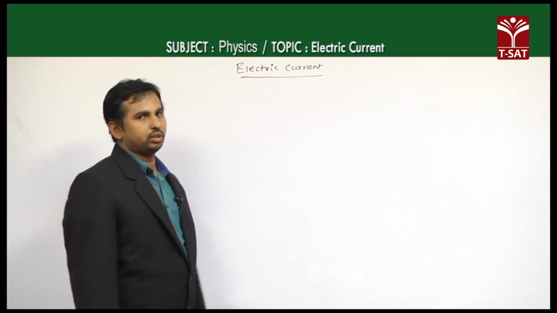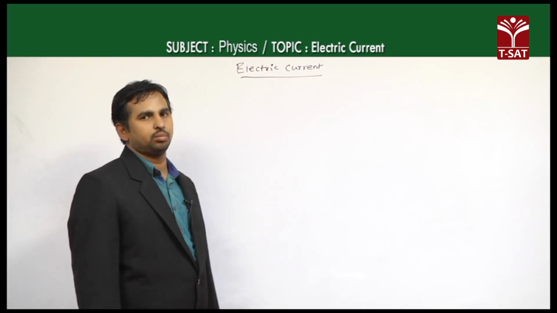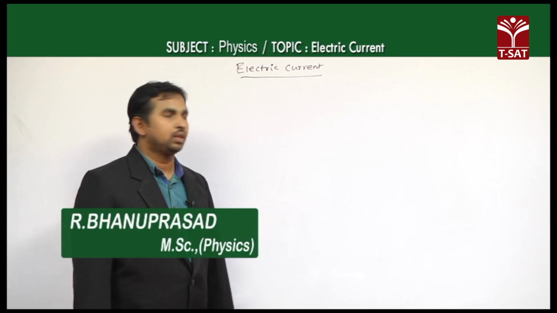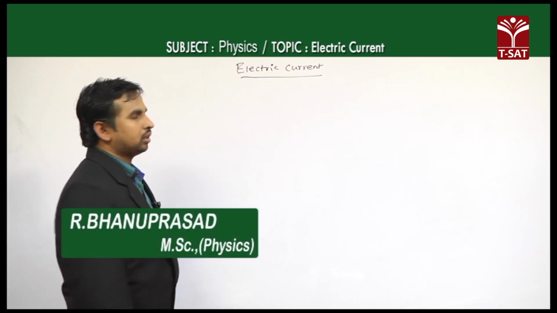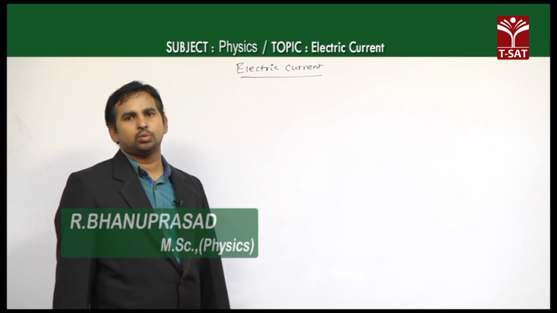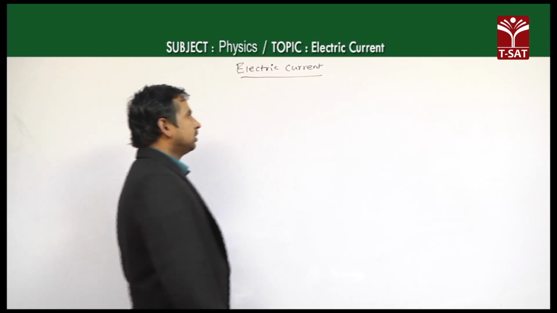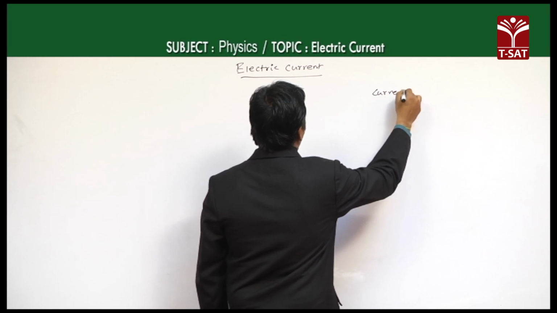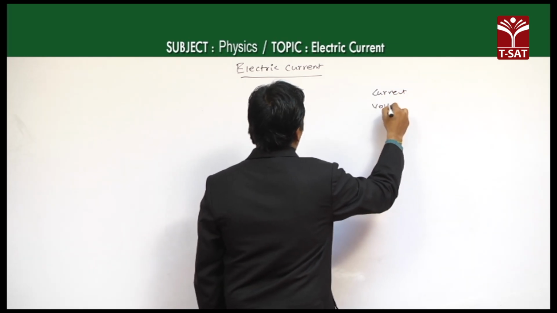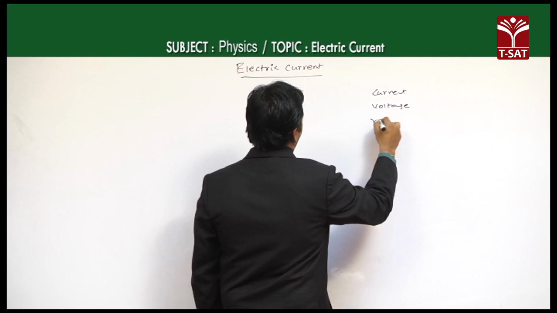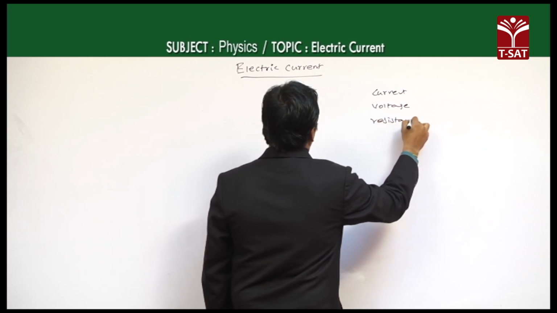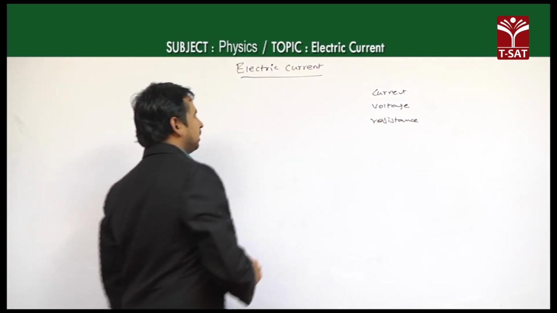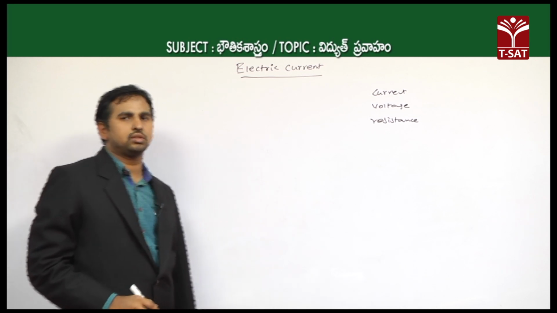The topic of electric current and the model questions which are coming in this topic. Okay. Now, in electric current we mainly have three important things: one is the current, another is the potential difference or the voltage, and resistance. Mainly three we have: the current, voltage and resistance.